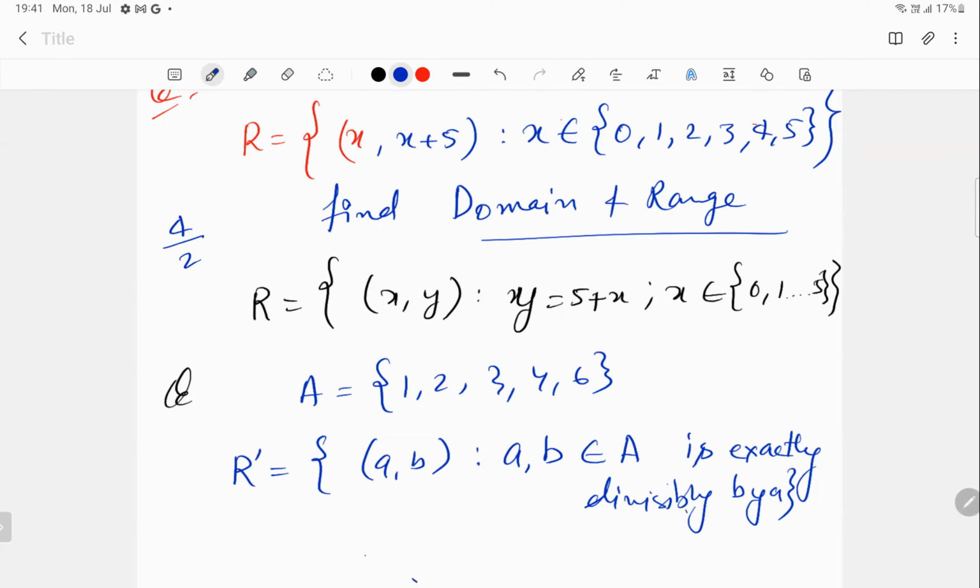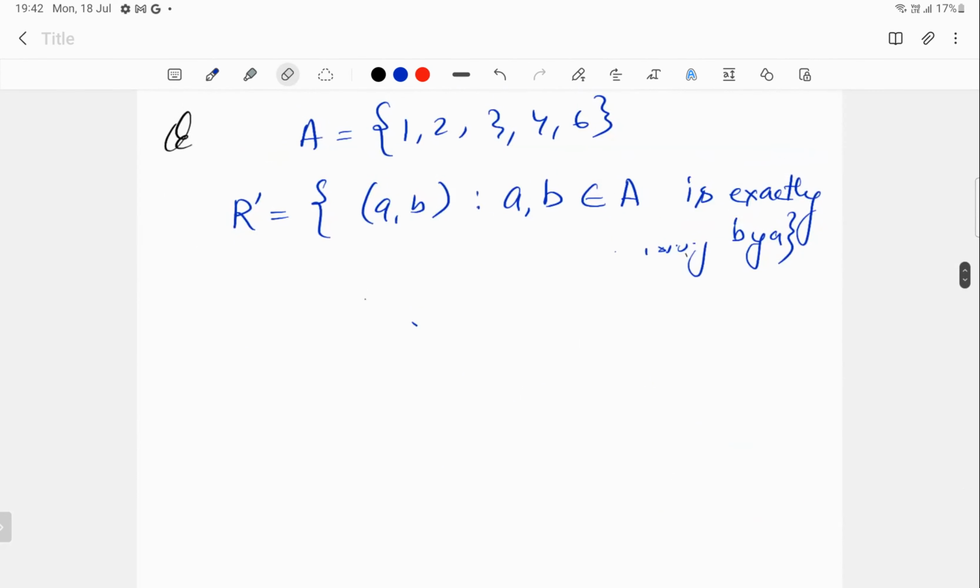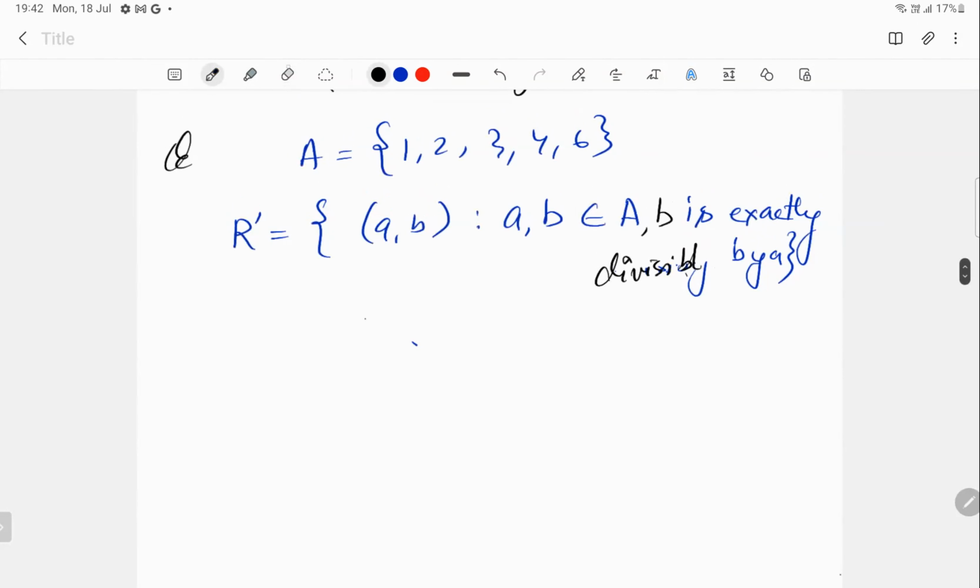4 is exactly divisible by 2. This is equal to 2. You are not getting any decimals. You have to find domain, range, and codomain. Okay, I think I missed b here. I said b is exactly divisible, but I have not written it there. So b is exactly divisible by a. Got it? Tell me R dash.